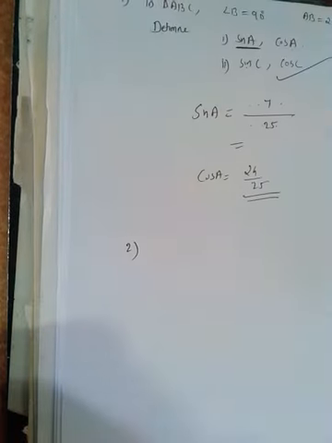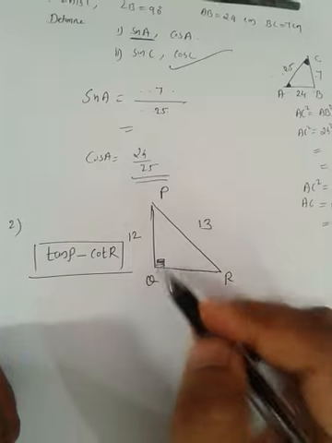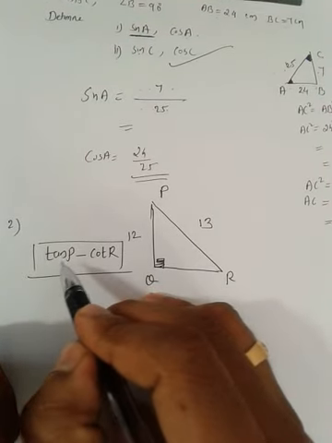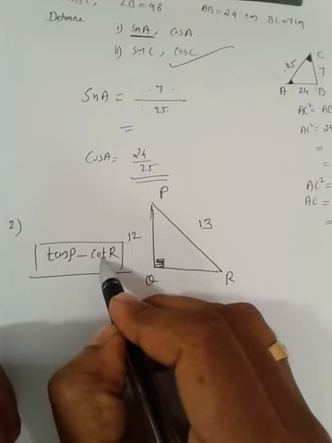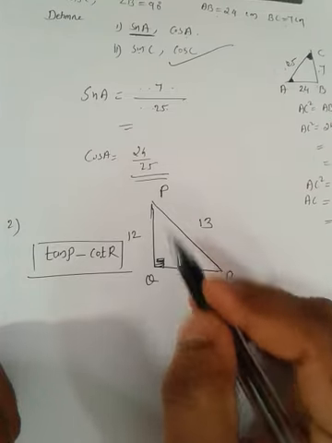Second question. And the second one is a figure based question. This is the figure which is given straight to that question, and here we are supposed to calculate the value of tan P minus cot R. Okay, then this is a triangle which is given. Very simple question. In this triangle two sides are given.